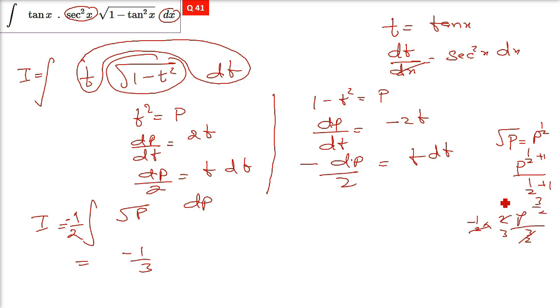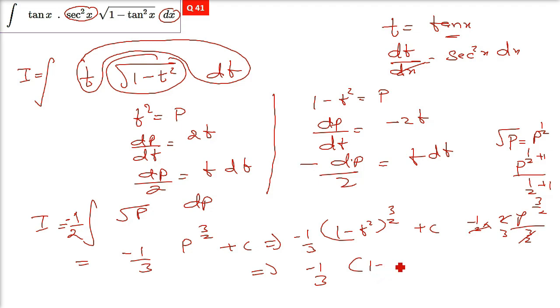And what is p? p was t square, remember? So we will replace it in this negative 1 by 3. p was 1 minus t square. It's not t square. Previously I told you that you can write it as t square, but it has to be written as 1 minus t square. That was the mistake I committed. So 1 minus, now t is tan x, so negative 1 by 3 times (1 minus tan square x) to the power 3 by 2 plus constant of integration. This is the final result. So this is a wrong technique which I showed you on the left.